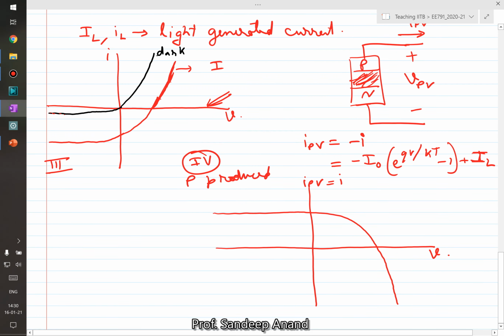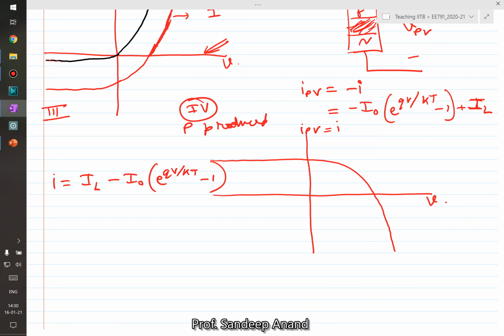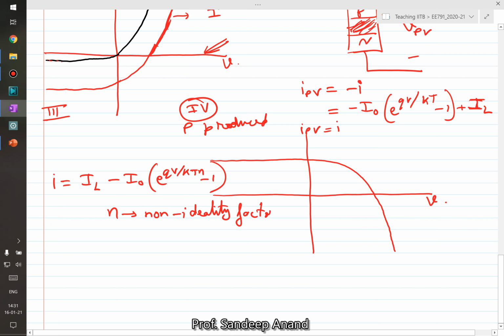Okay, so we have got our PV equation, which is I is equal to IL, the light generated current, minus the diode current, which is I naught e raised to the power QV by kT minus 1. Now this is an ideal diode equation. If you take a more practical diode equation, then you can add a small n, right? It becomes e raised to the power QV by nkT minus 1, where n is the non-ideality factor, which usually goes between 1 and 2.